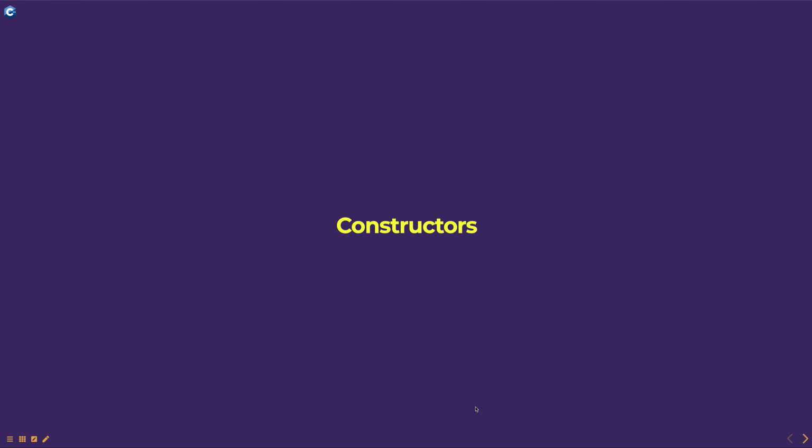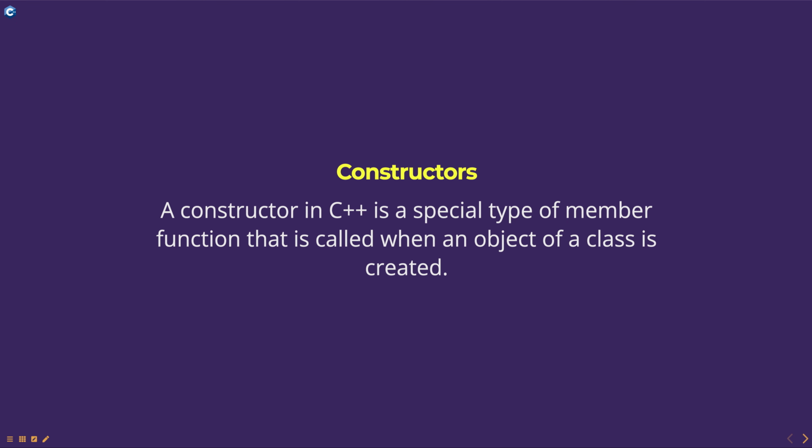Hello everyone. Today we are going to discuss constructors, part of the programming in C++ course. A constructor in C++ is a special type of member function that is called when an object of a class is created. It is used to initialize the object's data members and allocate any necessary resources.